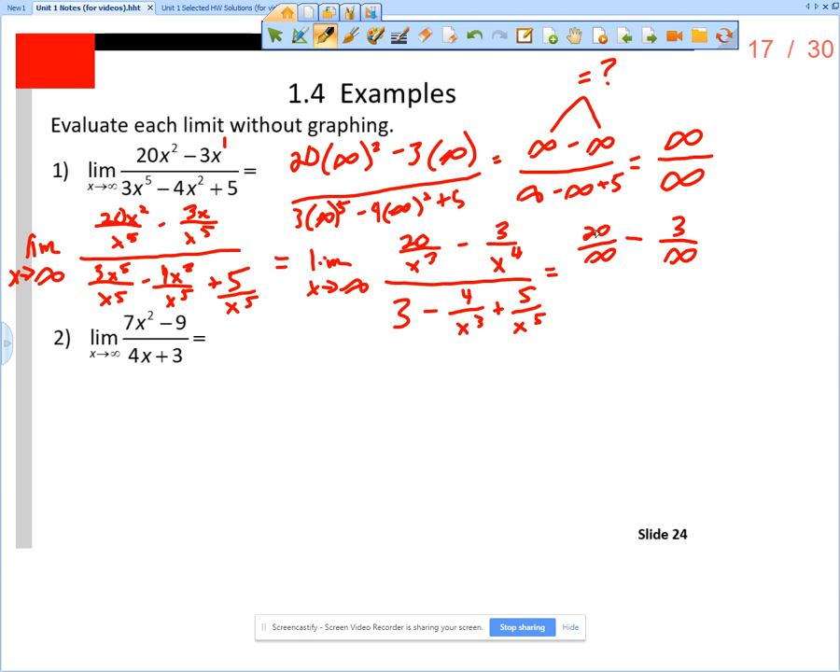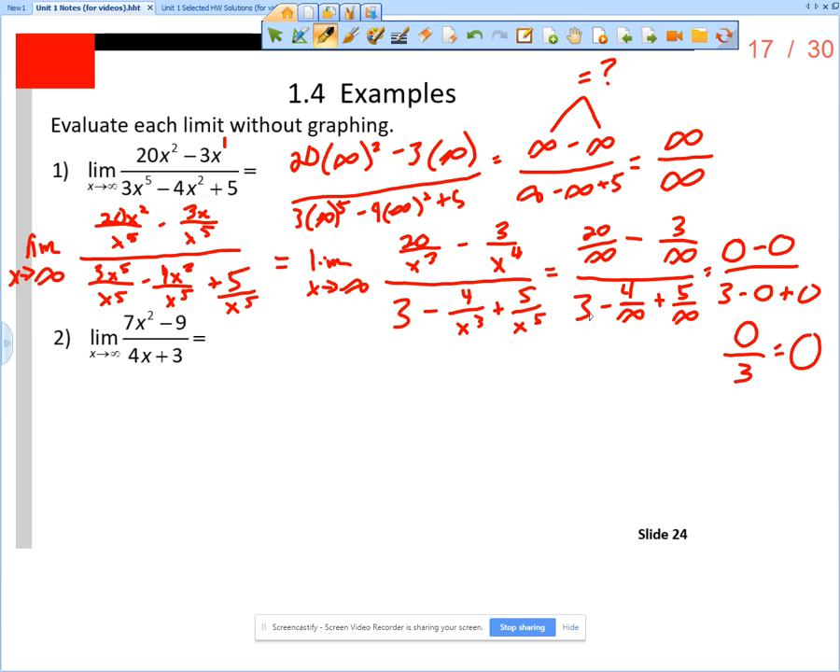And so I'm going to get 0 minus 0. That is 0. All right. Divided by 3 minus 4 over infinity cubed, that's going to be 0, plus 5 over infinity to the fifth, that's going to be 0. And so I'm left with 0 minus 0 over 3 minus 0 plus 0. So 0 minus 0, that is 0. 3 minus 0 plus 0, that is 3. And so I end up with 0 over 3. Well, guess what? 0 over 3 is 0. So the value of this limit is, in fact, 0.